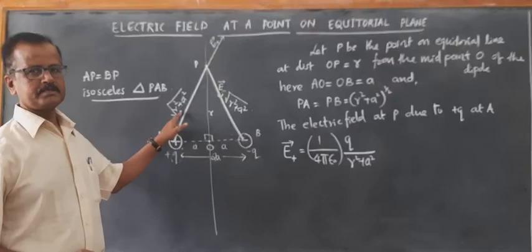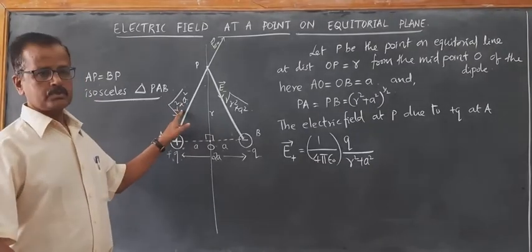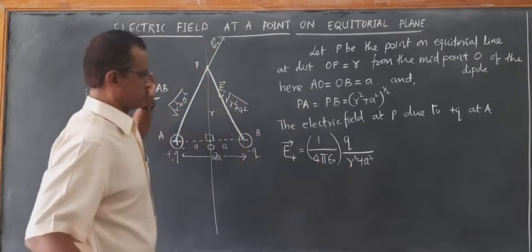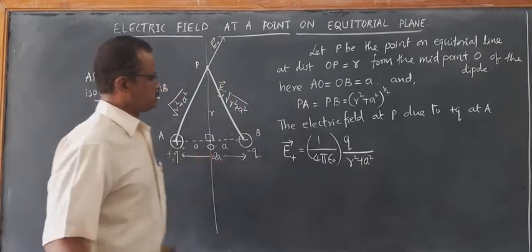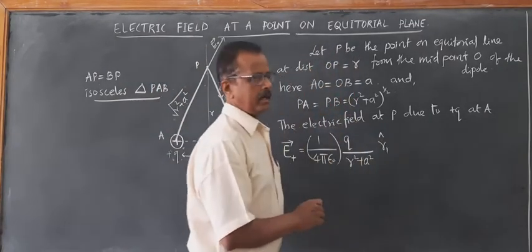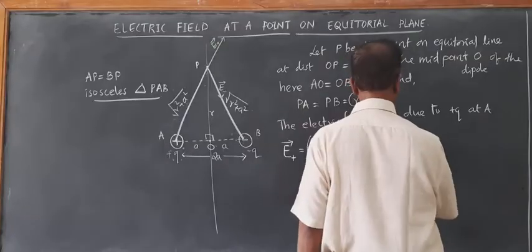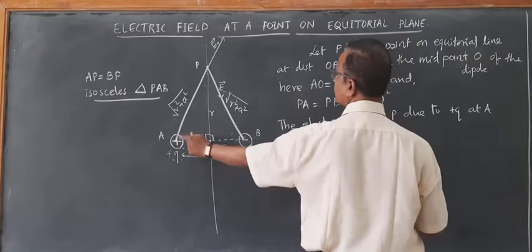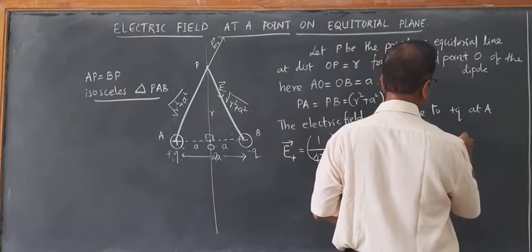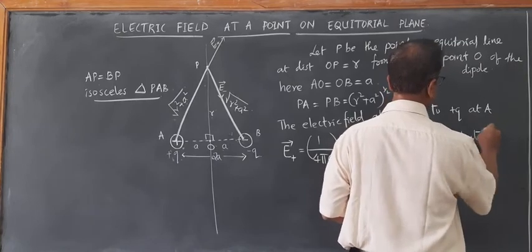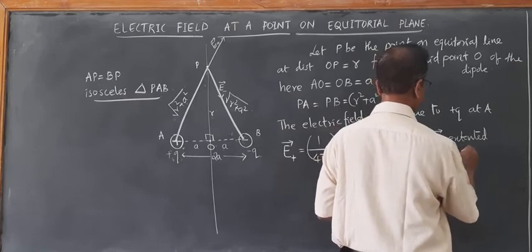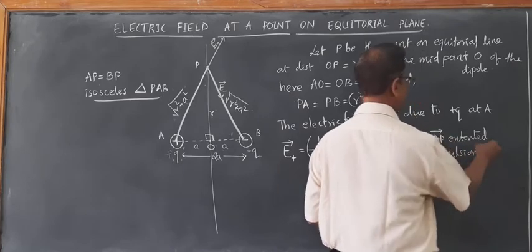Square root of R square plus A square, square of that. So the square root cancels with the square. Therefore, you are left with R square plus A square. Now you have to mention the direction of E plus. So here you can write some R1 cap, and you can write the direction along AP extended, due to what? Repulsion, or due to repulsive force.